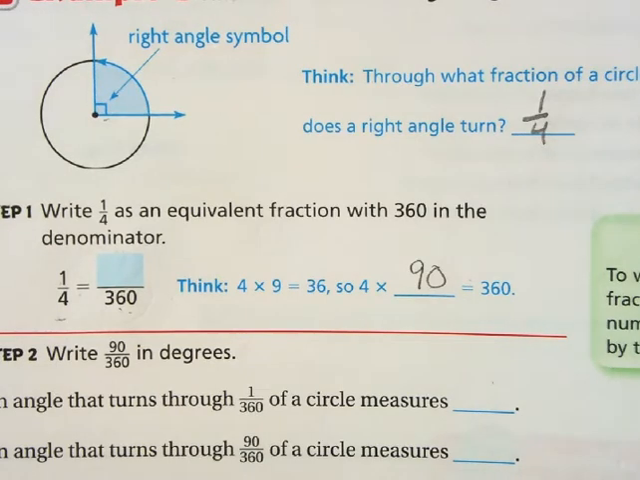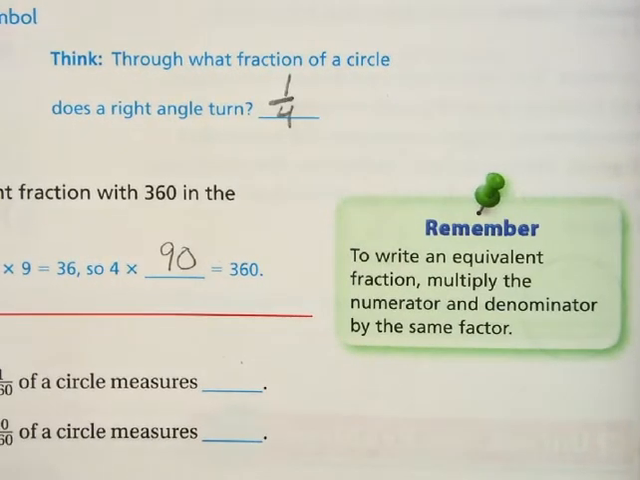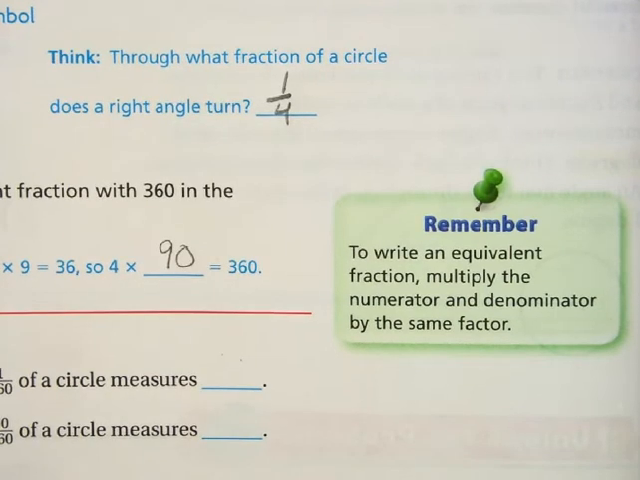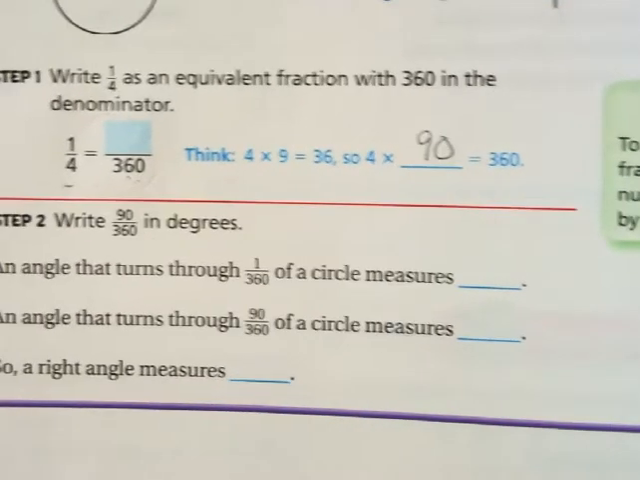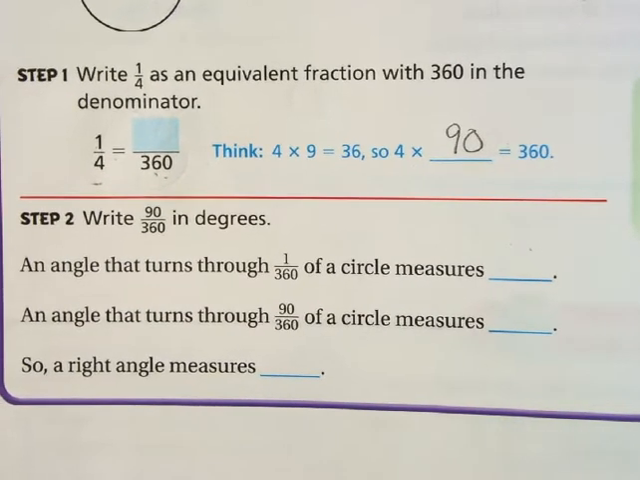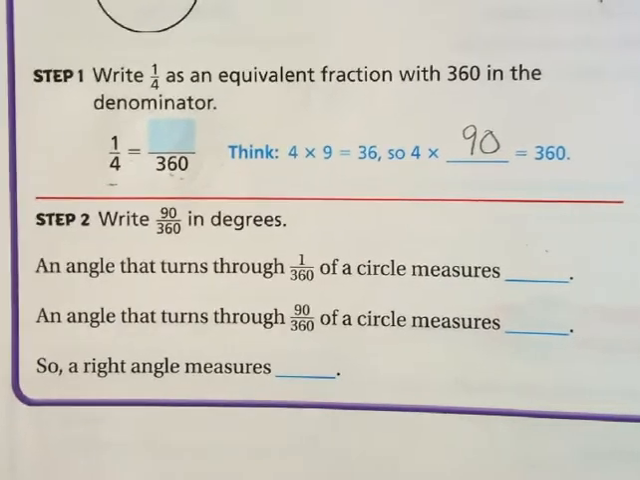All right, it's got a little reminder over here. Let's read it real quick. To write an equivalent fraction, multiply the numerator and the denominator by the same factor. Oh, that's right. Do you remember? We always talked about that when we were working with fractions. Whatever you do to the denominator, you have to do to the numerator. Same way the other way around. Whatever you do to the numerator, you have to do to the denominator. Otherwise, they won't be equivalent anymore.